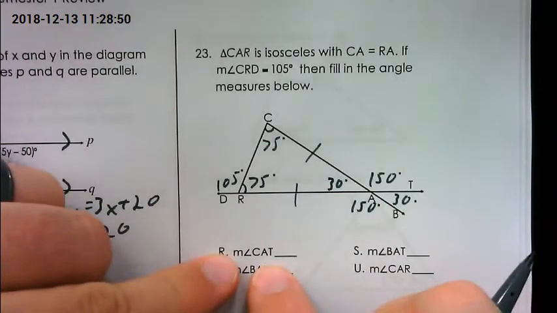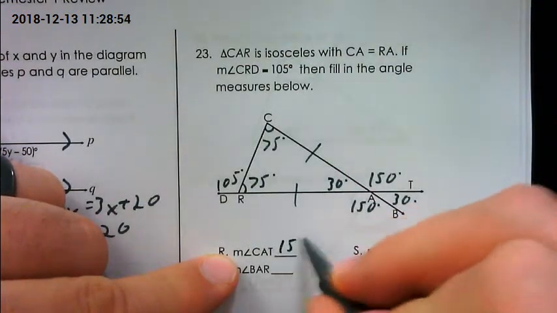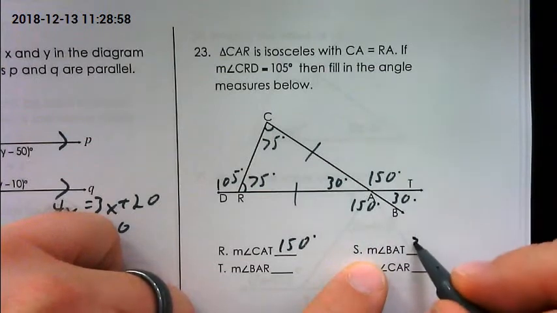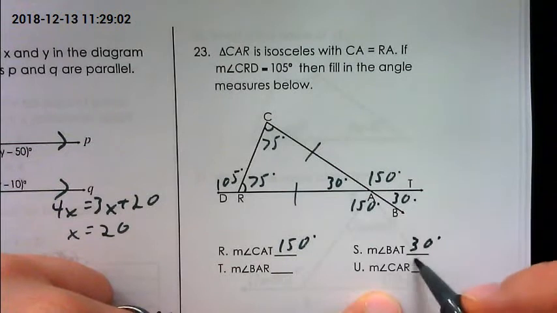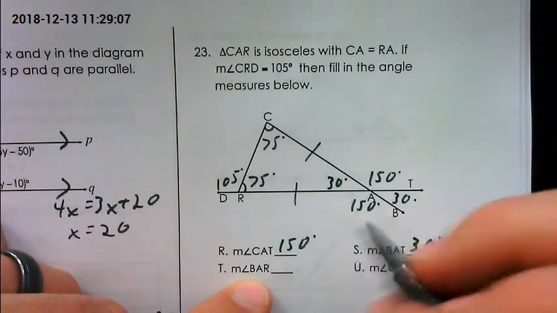So CAT is 150. BAT is 30. CAR is 30. And BAR is 150.